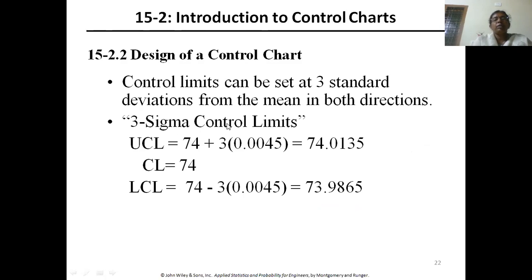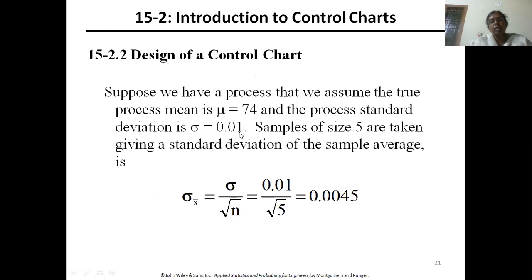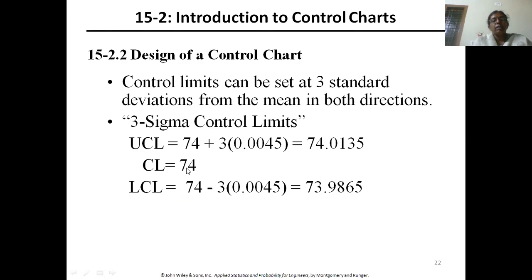Now the control limits can be set at 3 standard deviations from the mean in both directions. These are called the 3 sigma control limits. UCL is x double bar or mu plus 3 into sigma x bar. So mu is 74 plus 3 into sigma x bar, which you calculated in the previous slide as 0.0045. CL, the central line, is mu equal to 74. LCL, with the minus sign, you'll get 73.9865.